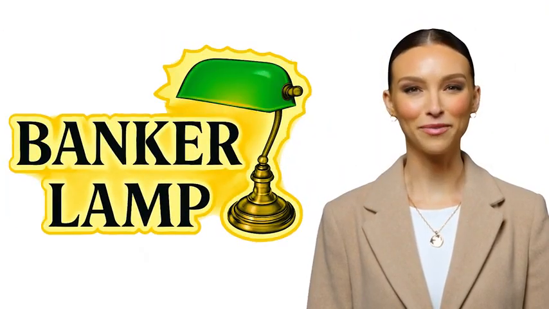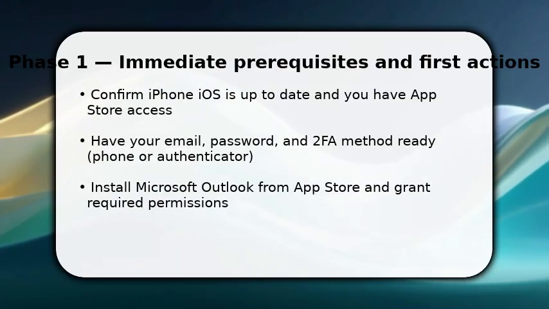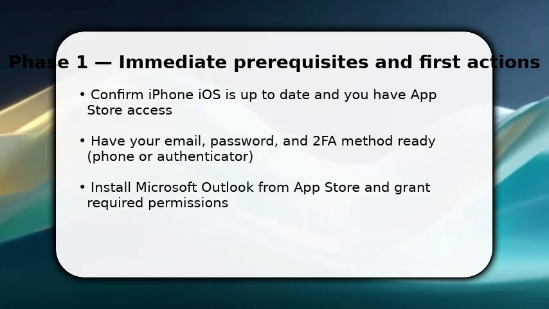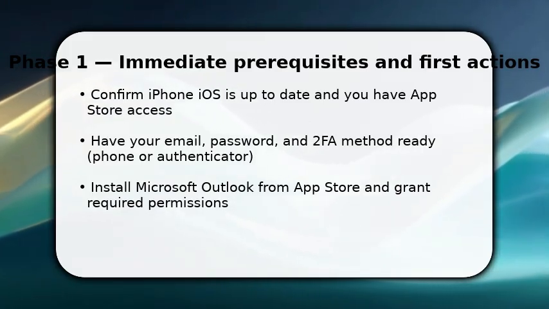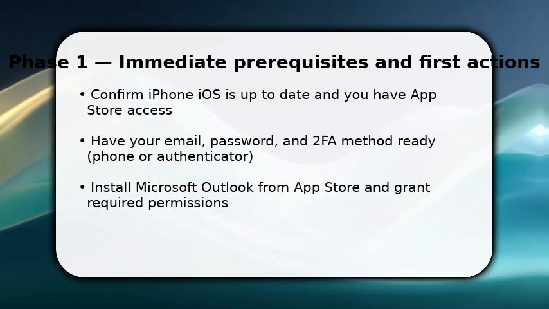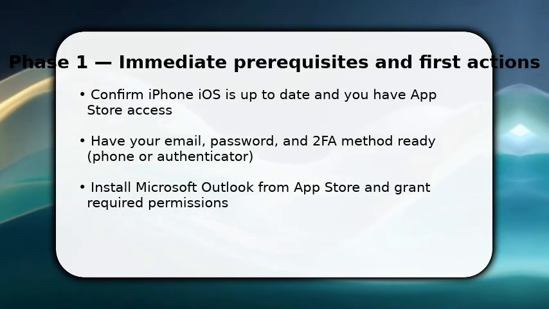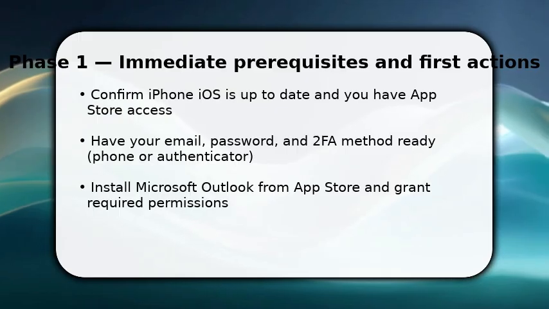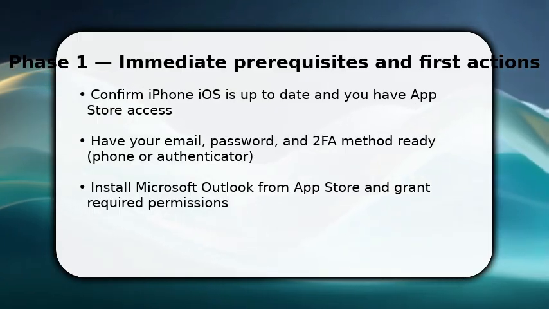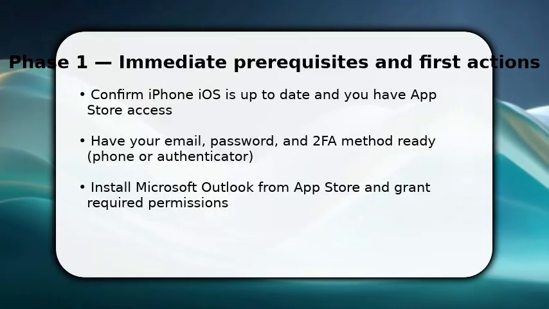Please enjoy the video. You will begin by ensuring your iPhone is updated, then open the App Store and install Microsoft Outlook. Once done, grant calendar and notification permissions so Outlook can sync properly. This is why permissions matter. They allow background fetch and alerts.